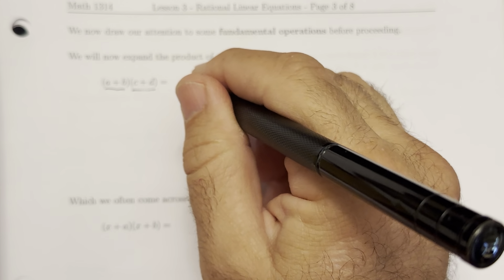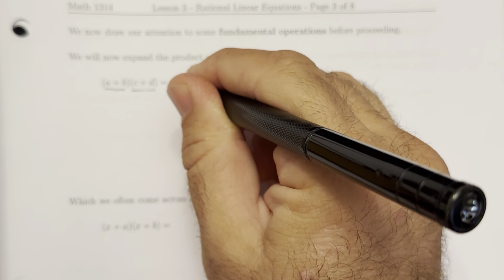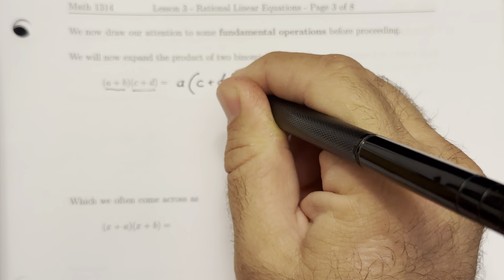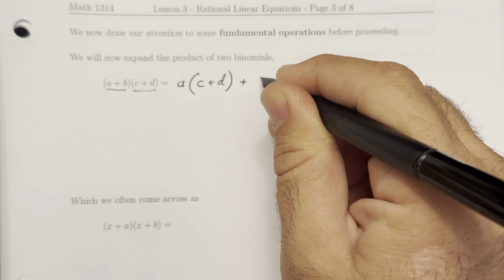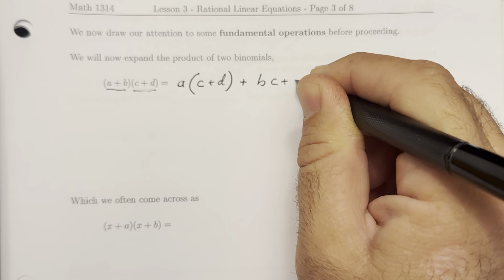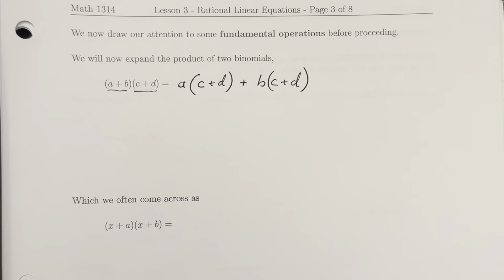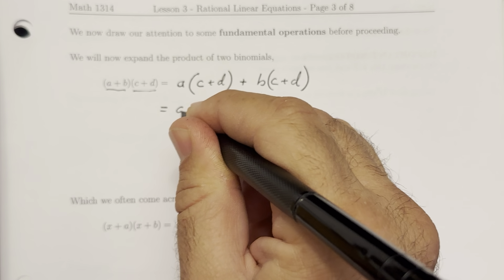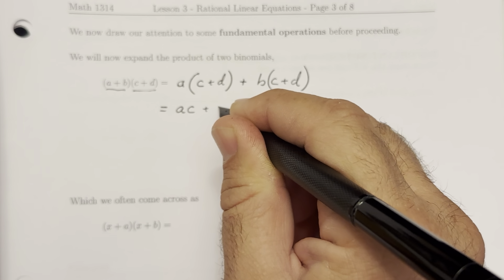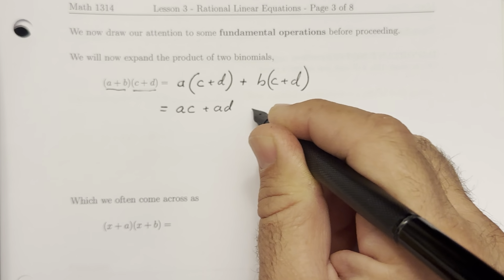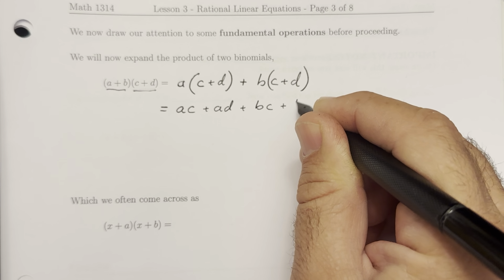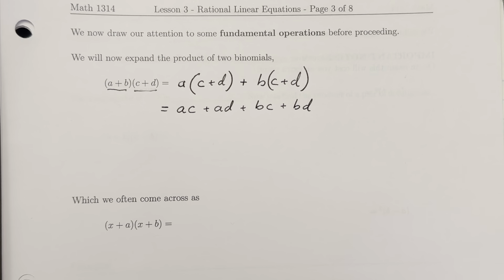So when we multiply these together, it can be useful to break it up into steps. First we're going to be multiplying the A by C plus D, and then we're going to multiply the B by C plus D. Then we distribute the A to both terms, and that gets us AC plus AD. And then B times C, that's going to be BC, and then BD. And that's it. That's how you multiply through.